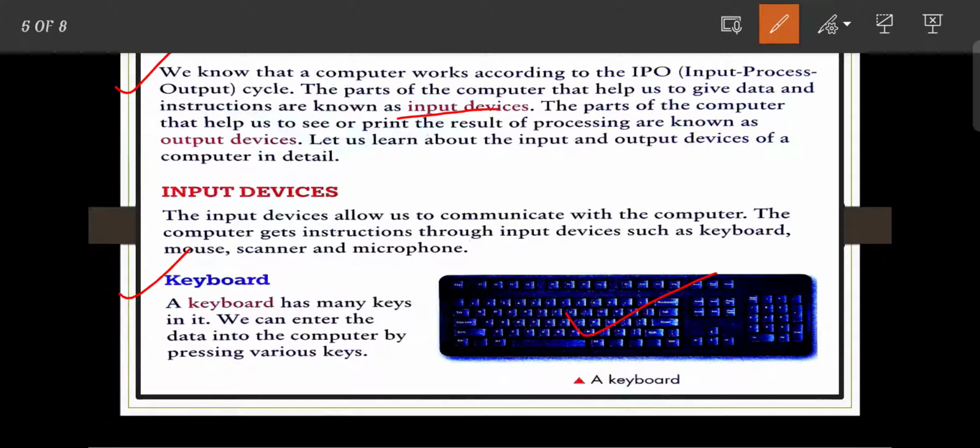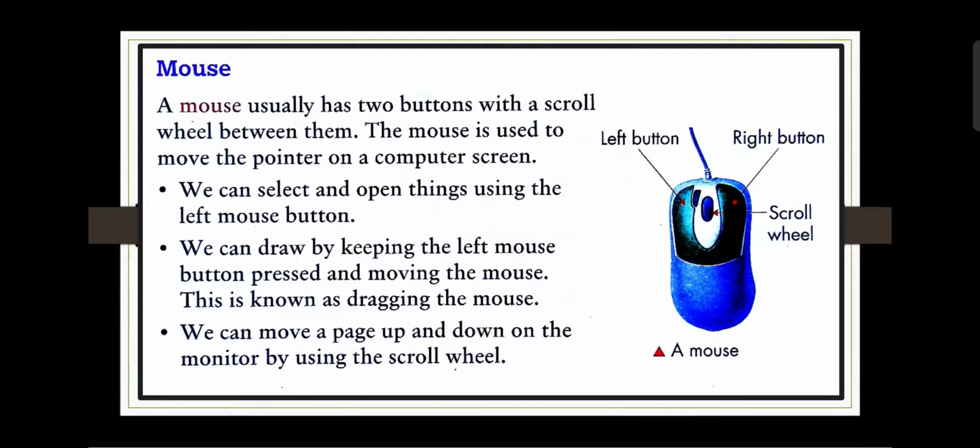A keyboard has many keys. We can enter data into the computer by pressing the various types of keys. These are the alphabet keys, these are the number keys, and there are some special keys on the keyboard. So basically we use the keyboard to instruct the computer.